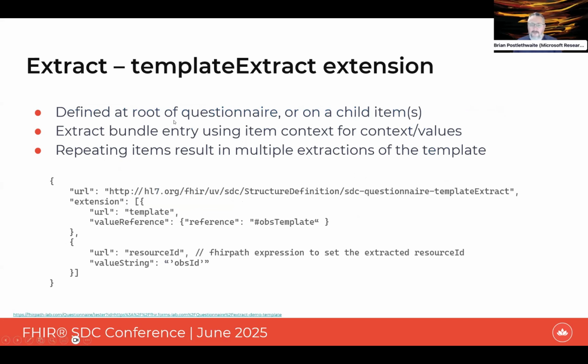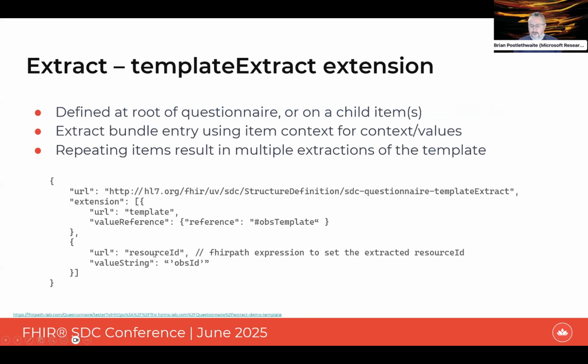So you can either define them at the root of a questionnaire or on child items, and each of the bundle entry. So you can control what's going on in the bundle entry with that context, and then you can repeat. Every time there's a repetition of that item answer, you'll get a new resource extracted when you put in that template extract. That's what it looks like when you include them, and you say, I'm going to refer to observation template.